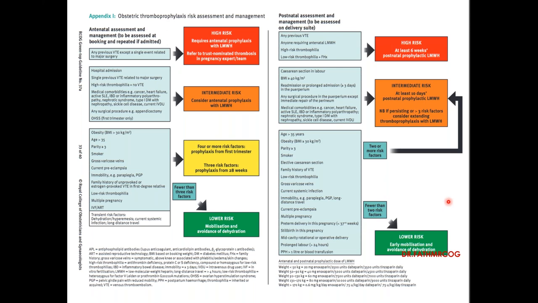risk. This is about the obstetric thrombophilia risk assessment and management during pregnancy and after delivery or postnatal. So in summary, if there's previous VTE, low molecular weight heparin from early, and if there are four risk factors, throughout the remaining six weeks postnatally. If there's three factors, we'll start low molecular weight heparin from 28 weeks and we'll continue 6 weeks after delivery postnatal. And if there's an admission, low molecular weight heparin unless contraindication or there's bleeding.